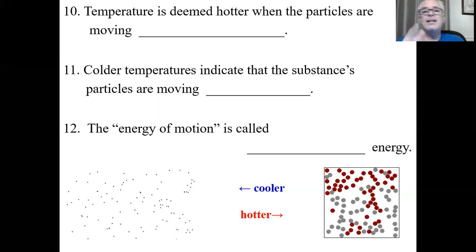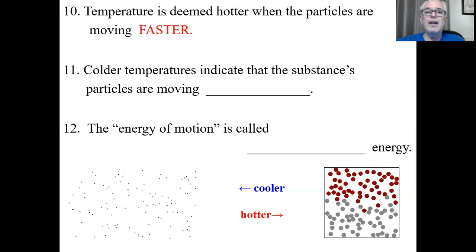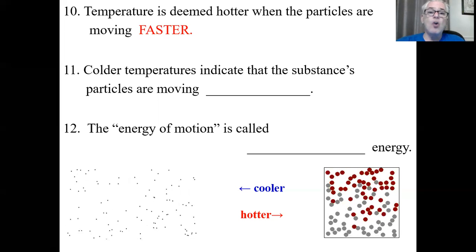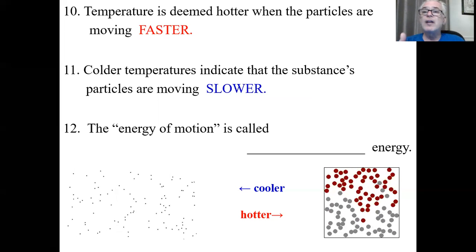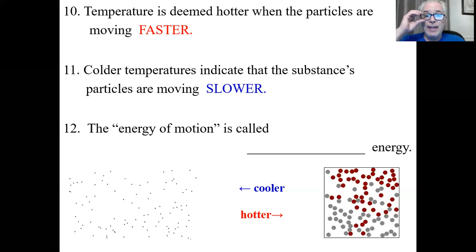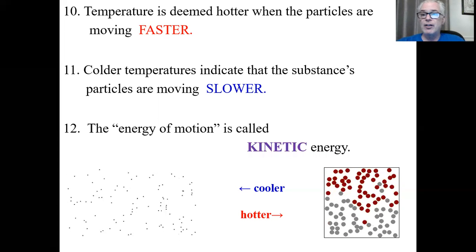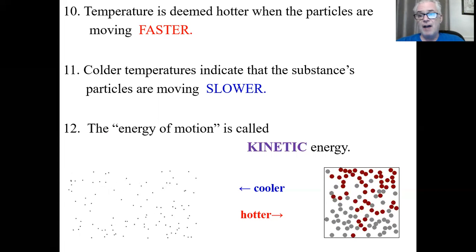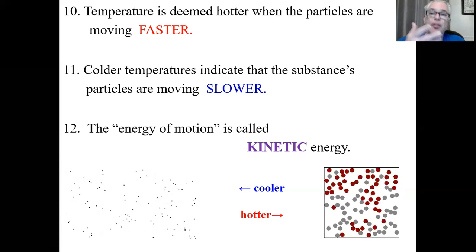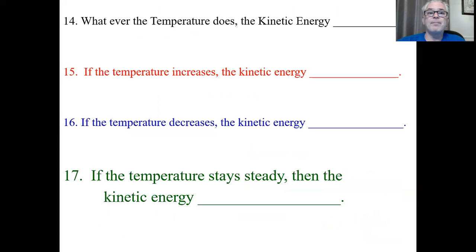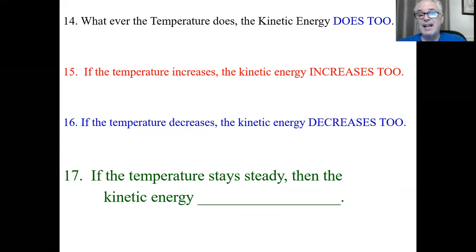Now, temperature is determined by how fast the particles are moving. Faster particles means hotter. Colder temperatures indicate that the particles are moving slower, right? Kinetic energy. The energy of motion is called kinetic energy. The higher the kinetic energy, the hotter things are. The lower the kinetic energy, the cooler things are. Now, whatever the temperature does, the kinetic energy does too. Temperature goes up, kinetic energy goes up. Temperature goes down, kinetic energy goes down. If the temperature increases, the kinetic energy increases too. If the temperature decreases, the kinetic energy decreases too.